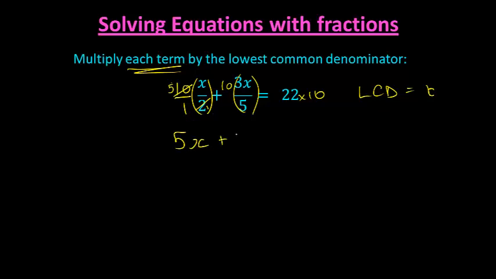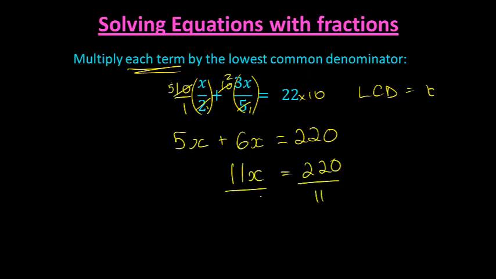Now let's see what happens to the second term. Again, I've got 10 times 3x over 5. 10 and 5 I can simplify because 5 goes into both of them, so that becomes 1 and that becomes 2. I end up with 2 times 3x over 1, which is 6x, and that's now equal to 220. Now look, I've got a nice, easy equation with no fractions in it. So I would just solve it the way I normally would, adding like terms: 11x is equal to 220. Divide both sides by 11 to solve for x. So x is equal to 220 divided by 11, which is 20.